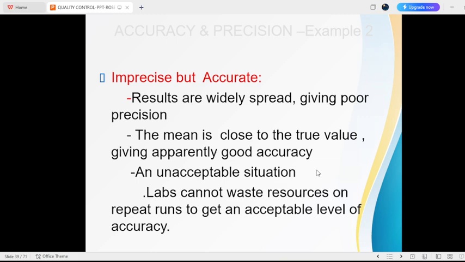Next is where our method is imprecise but accurate. That means results are widely spread, giving poor precision, but the mean is close to the true value, giving apparently good accuracy. So it is an unacceptable situation. Why? Here precision is lost but accuracy is there. Imprecise but accurate is unacceptable, because labs cannot waste resources on repeating runs to get an acceptable level of accuracy.